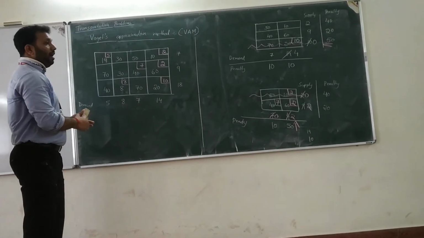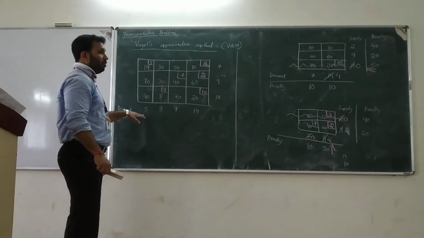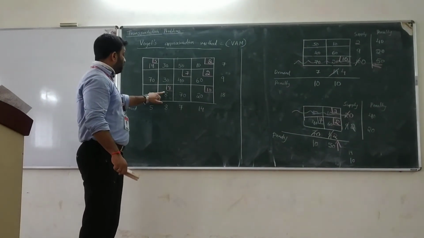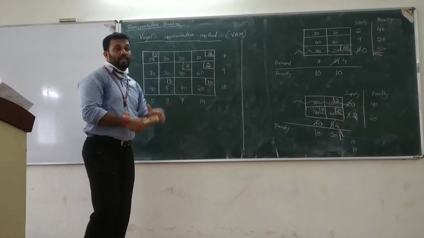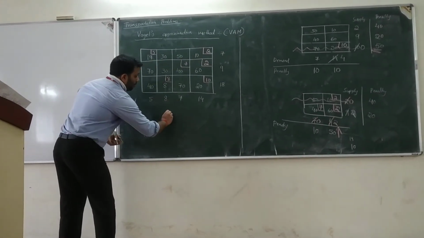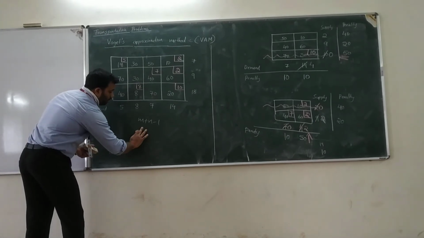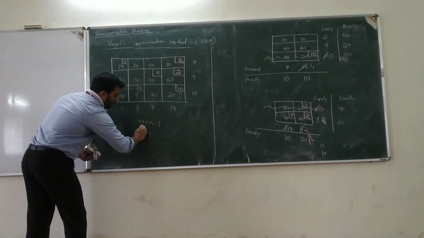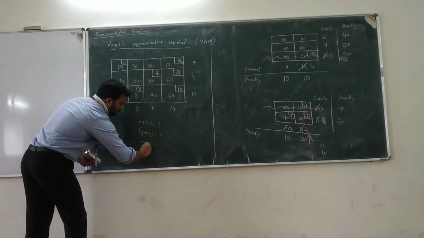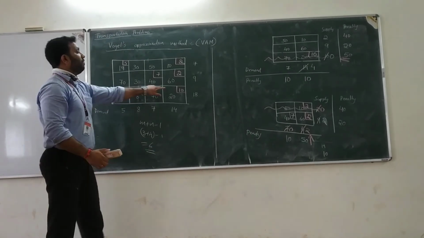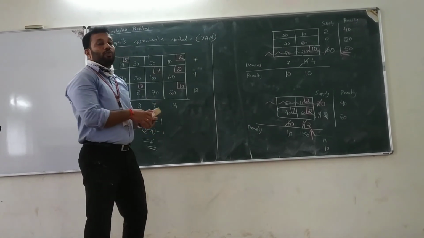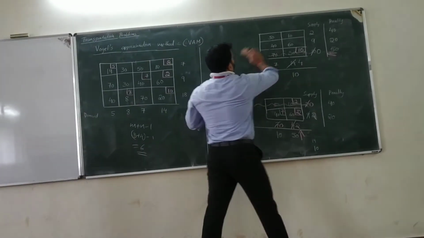Now I have the m plus n minus 1 rule. The allocations are 1, 2, 3, 4, 5, 6. That satisfies the m plus n minus 1 rule, that is 3 plus 4 minus 1, that is 6. We have 6 allocations, and now we have to find out the minimum transportation cost.